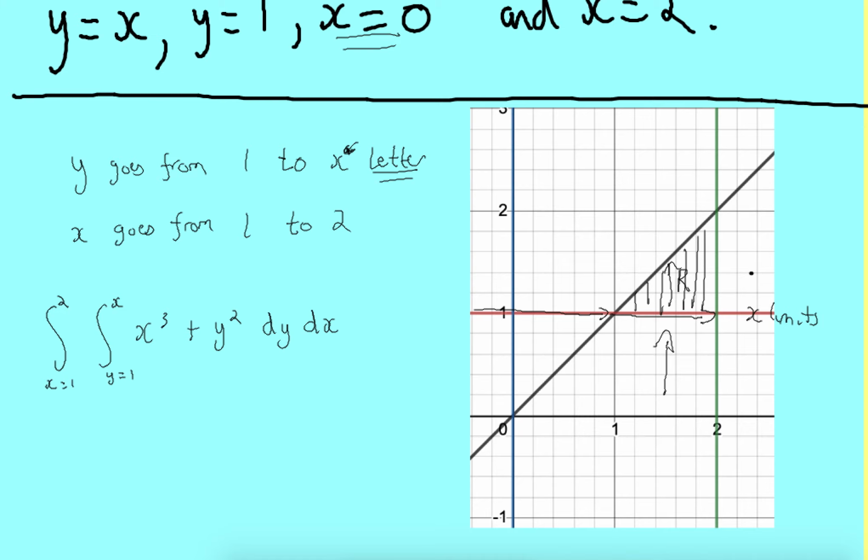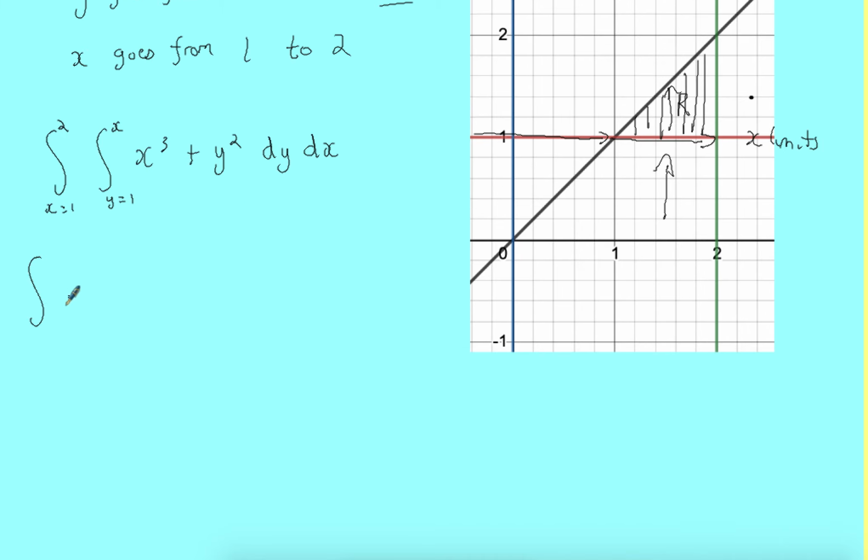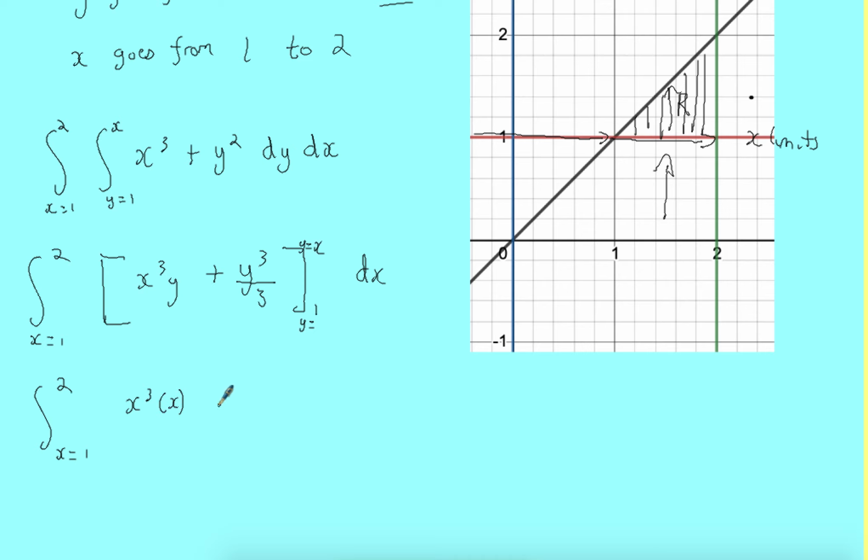Right, so let's do the internal integral. So I'm integrating with respect to y. So that's going to be x cubed y plus y cubed over 3 between 1 and x dx. So I substitute in my x, remember these are y equals. So that's going to be x cubed multiplied by x plus x cubed over 3, take away x cubed and 1, take away 1 cubed over 3. So I just substitute in my two limits. Like that.